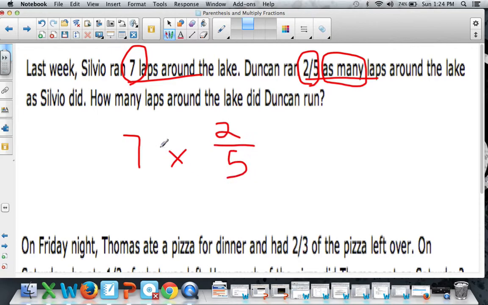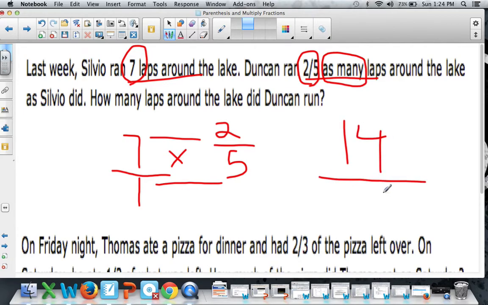But I can't. Yes, you can. Turn 7 into a fraction. Remember? All whole numbers are really just that whole number over 1. Now multiply straight across. 7 times 2, 14. 1 times 5, 5. You could do 14 divided by 5, but it's not going to be very even.